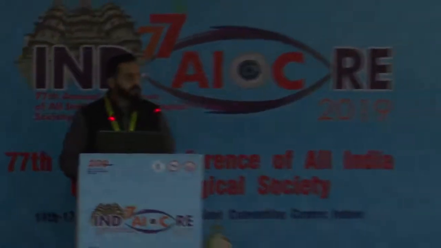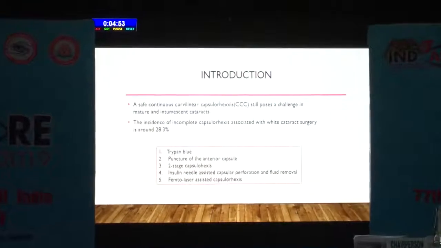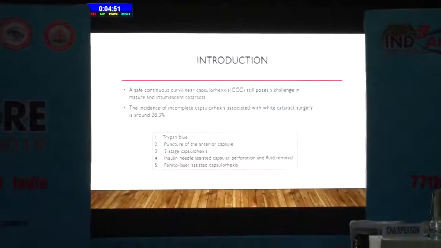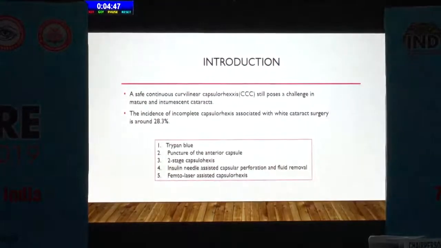Hi, good morning. So my topic is how do we use the anterior segment OCT in better management of white cataracts. So we know that continuous capsulorhexis poses a challenge in mature and white cataracts. The incidence of incomplete capsulorhexis is as high as 28.3%. What do we have in our armamentarium right now?